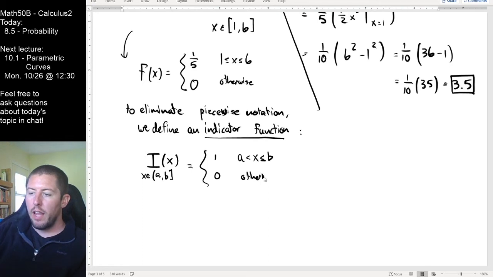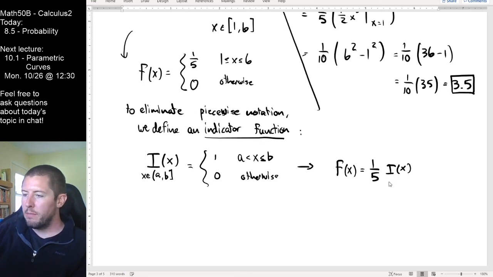So this is a light switch function. It's on if your x is in the bounds it's supposed to be. It's off if x is not in the bounds it's supposed to be. And what this allows us to do then is we can then update our PDF to be written not as a whole piecewise function.